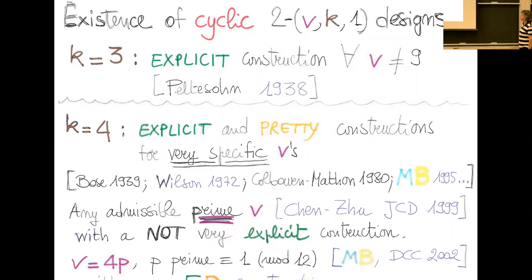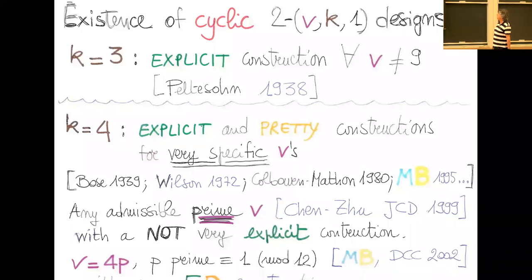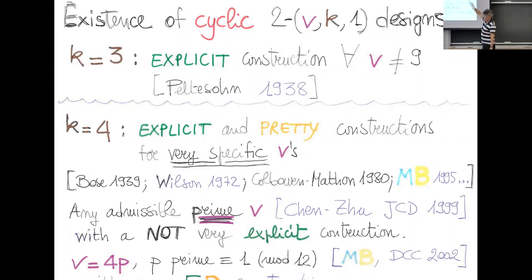Let me speak about existence of cyclic Steiner 2-designs. So cyclic, I told you, means that we have an automorphism consisting of a single cycle of length V. What can we say about cyclic Steiner 2-designs? For k equal 3, everything is known and quite easy. We know that there exists a cyclic Steiner triple system of order V for all admissible V, except V equal 9. I forgot to point out that this is a definite exception. It is essentially what I said above. We don't have a cyclic 2-(9,3,1) design. And it was solved a long time ago, in 1938.